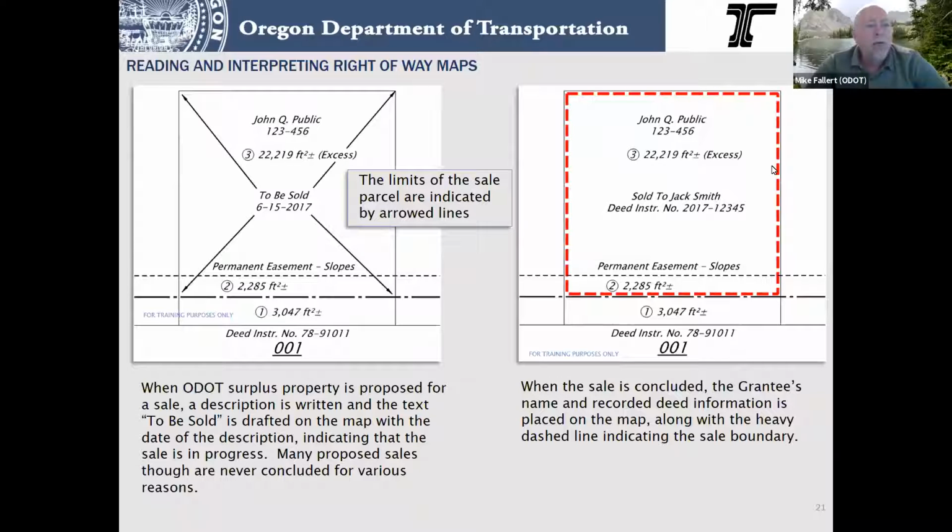Once it's sold, older maps you'll see have typically a purple line. So we'll get into older maps here a little bit. We put this bright red dashed line around it. And then we'll say sold. Usually we'll say sold to who, and then what instrument number it was.